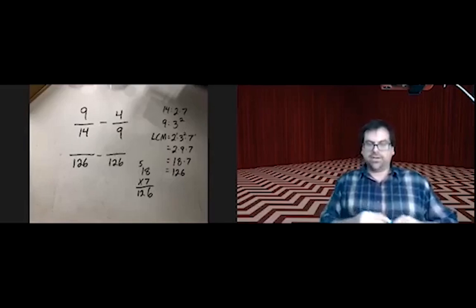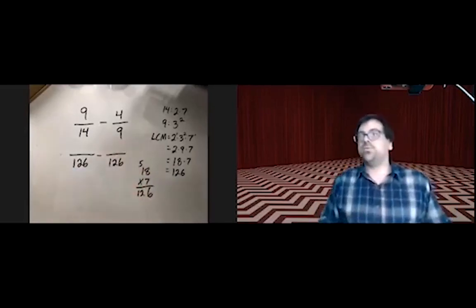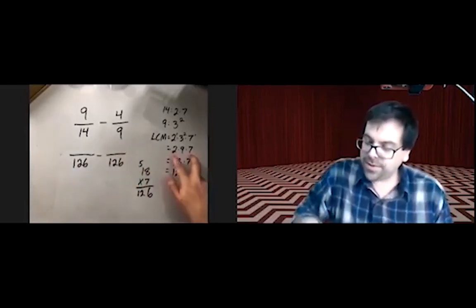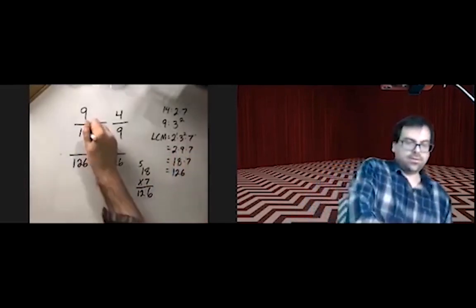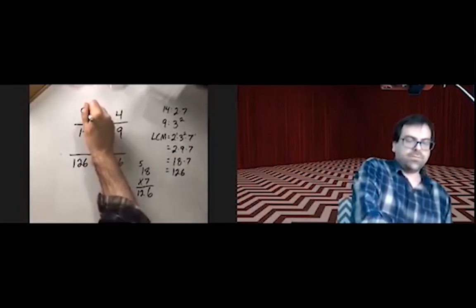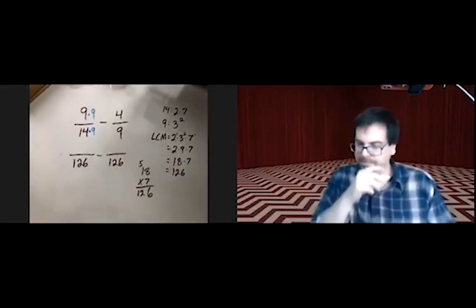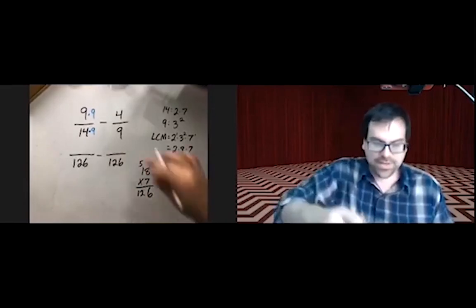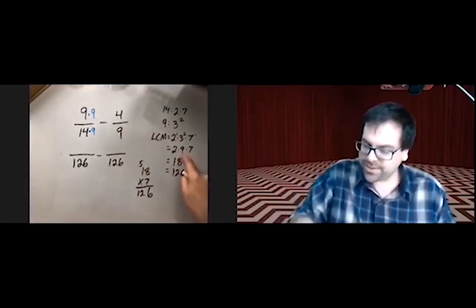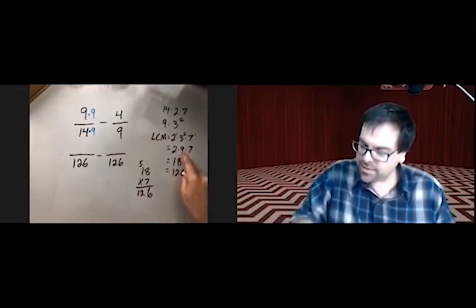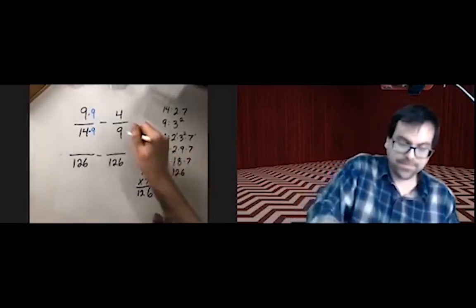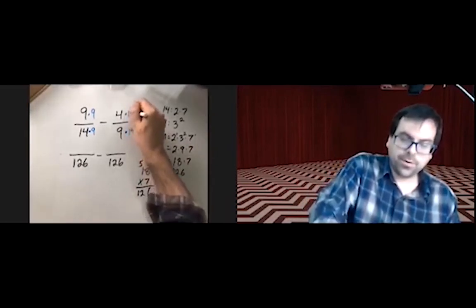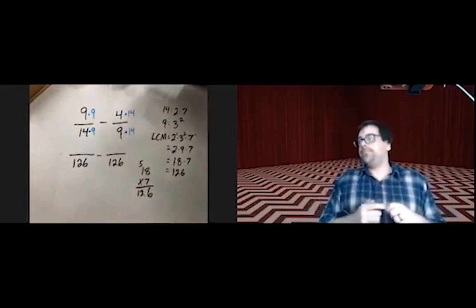How do we get there? 14 times what is 126? There's the 14, so times 9. Whatever we do on the bottom, we do on the top. 9 times what is 126? There's the 9. So 9 times 2 times 7, 9 times 14. Whatever we do on the bottom, we do on the top.